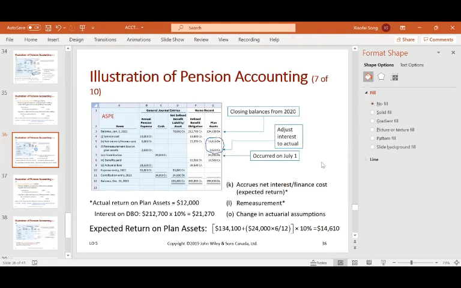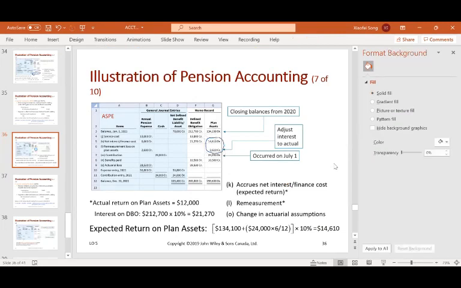Yeah, okay, I got it back. So these two, the net is 12,000. That's the actual return, right? And that's the actual increase in the plan assets. So we need to recognize that.